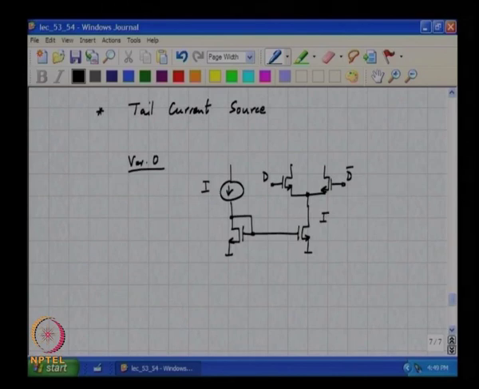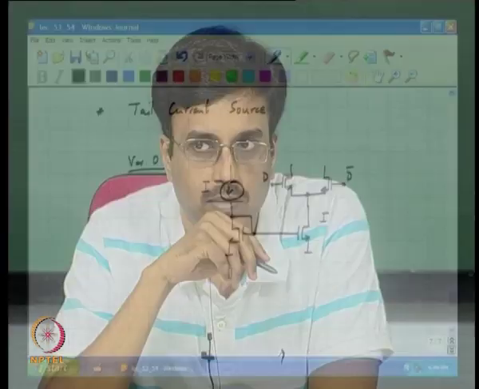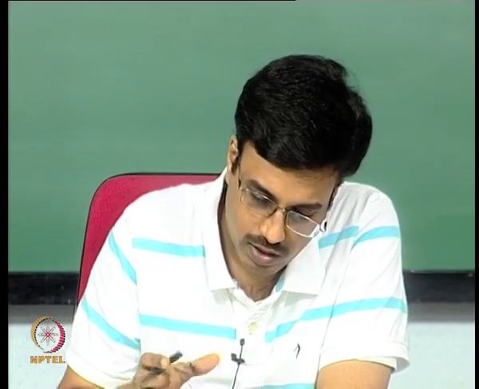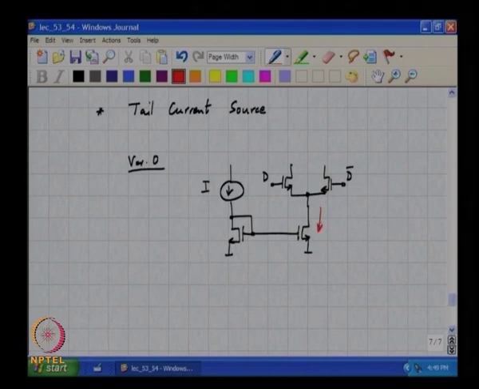What will happen in practice? No, forget about mismatch. Is there a systematic problem? What current will be there here? VDSs are not the same, so there will be some error. Okay, the error will be proportional to the difference between the drain source voltages of M1 and M2, and of course also the lambda of the transistor, correct. But this happens to all current sources.